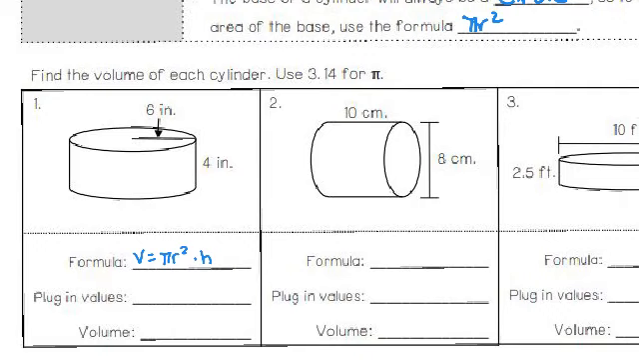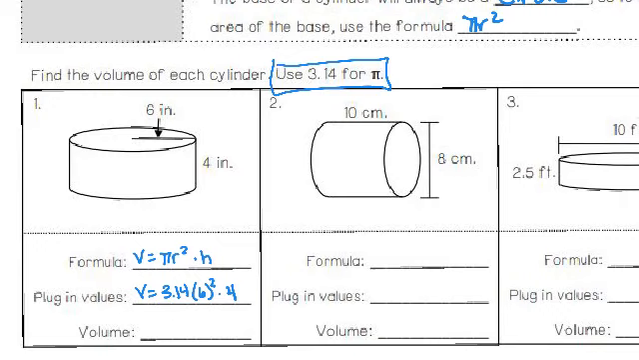Plug in your values. Well, we don't know the volume. That's what we're looking for. Pi is 3.14. That's what we'll use. Use 3.14 for pi. And r is 6 squared times height, which is 4.